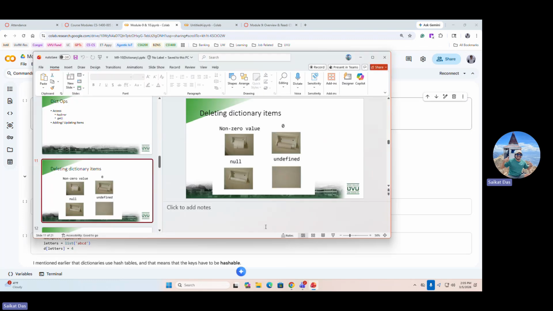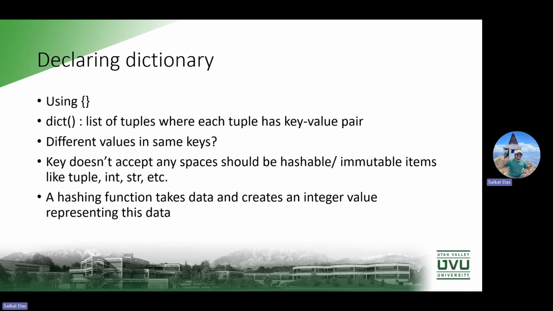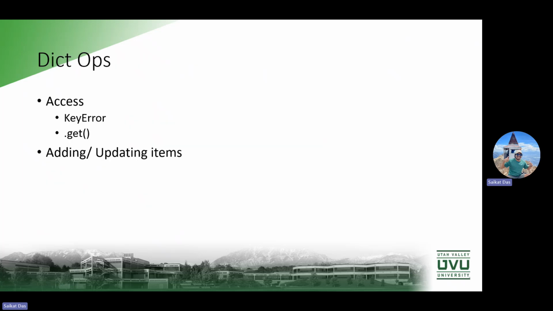So let me check how much we have covered. Declaring a dictionary, I told you about those things. You can use either a curly bracket or a dict function, different values for the same keys. Then you have updating. Keys don't accept any space. They should be hashable or immutable items like a tuple, integer, string, etc. A hashing function takes the data and creates an integer value representing that data.